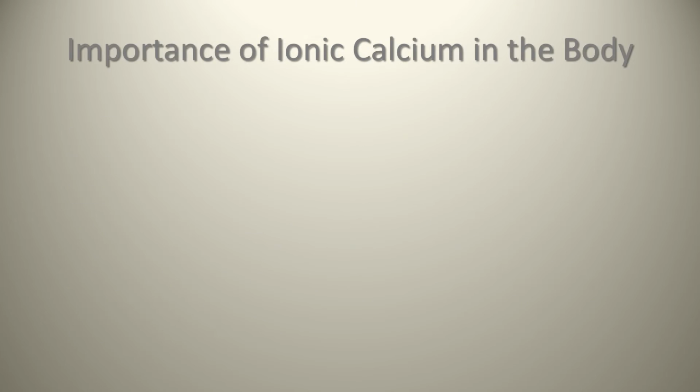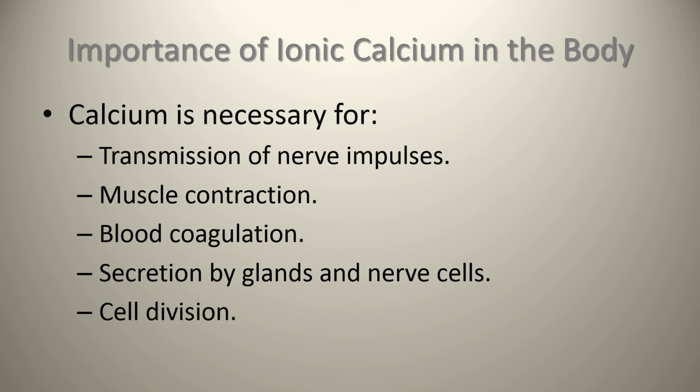So there's an importance of ionic calcium in the body. Calcium is basically needed for 5 major things: the transmission of nerve impulses, muscle contraction, blood coagulation, secretion by glands and nerve cells, and finally cell division.